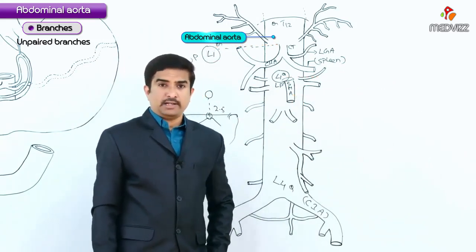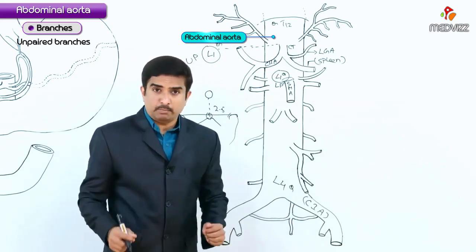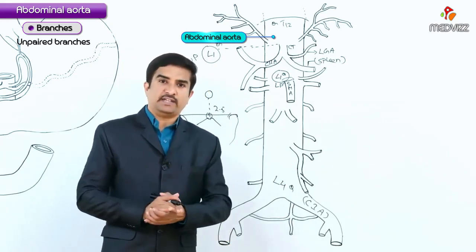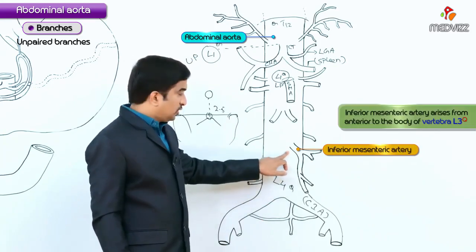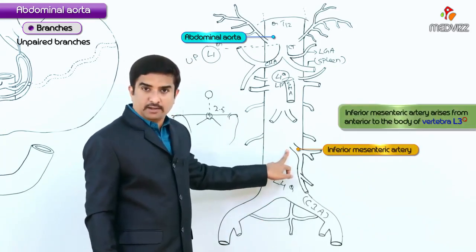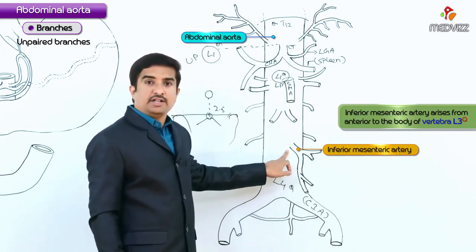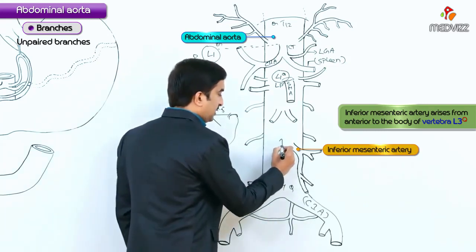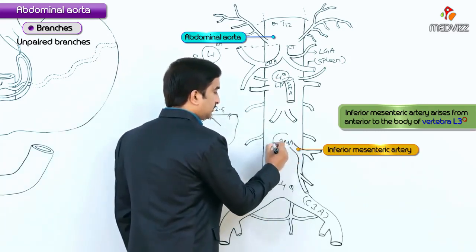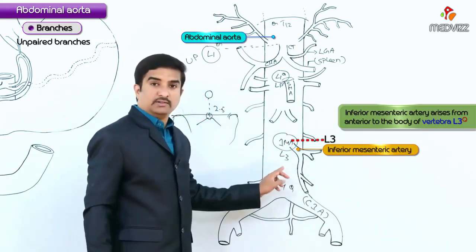And another important point is that the unpaired branch arising from the anterior aspect of the abdominal aorta is the inferior mesenteric artery. So this inferior mesenteric artery origin can be represented as anterior to the body of the L3. So this is the inferior mesenteric artery, anterior to the L3 vertebra is the origin.